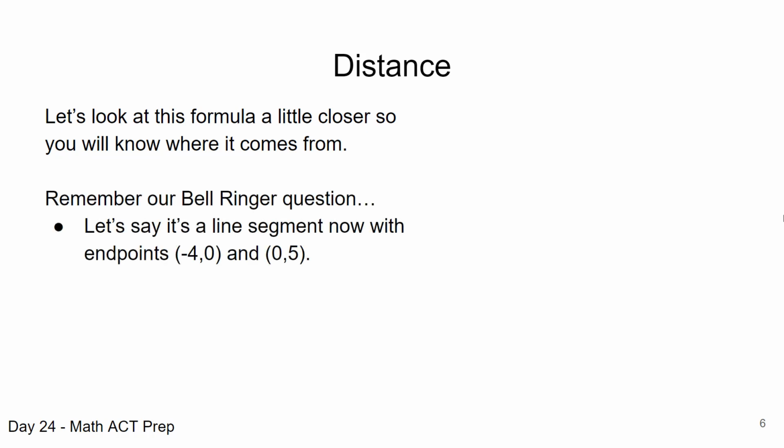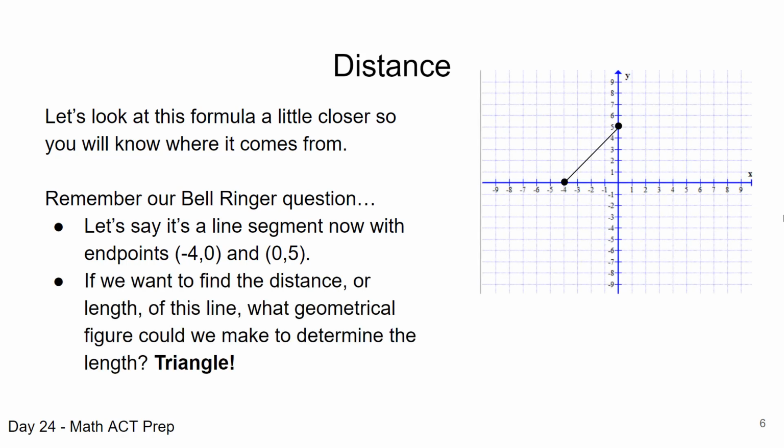From our bell ringer example, we had 2 points, negative 4, 0 and 0, 5. And they joined together to make a line segment. If we want to look at the distance, we can plot those points on this coordinate plane. What geometric figure do you see made with our x and y axis and our points? You should see a triangle, a right triangle. When we've used right triangles before, we can make use of the Pythagorean theorem. If you remember that, a squared plus b squared equals c squared. In our case, c is the hypotenuse, and that is the distance that we're looking for.